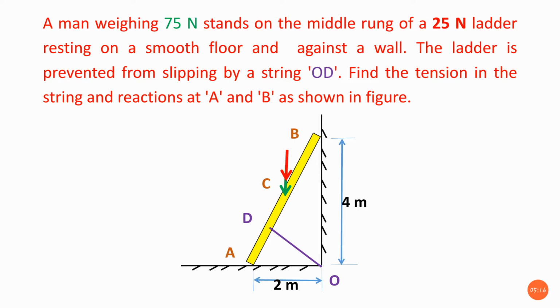So in this case, the 75 newton man is standing there, and the 25 newtons is the self weight of the ladder. The ladder is prevented from slipping by a string OD, which is connected at a distance. Find the tension in the string and the reactions at A and B as shown in the figure. So we need to find the reactions at A as well as B. Then how could you draw the free body diagram for this one?